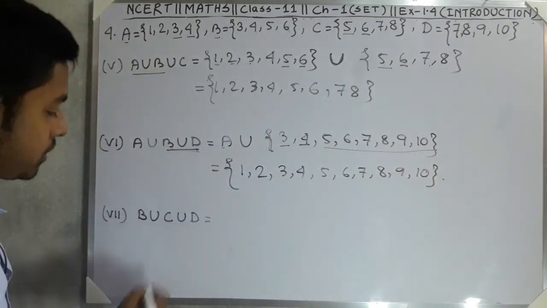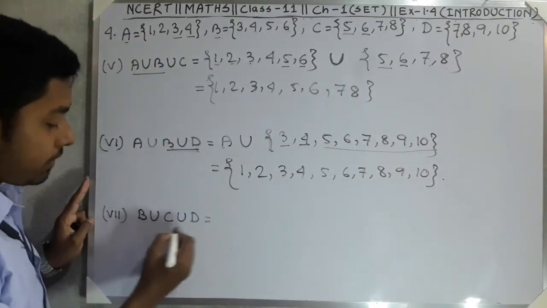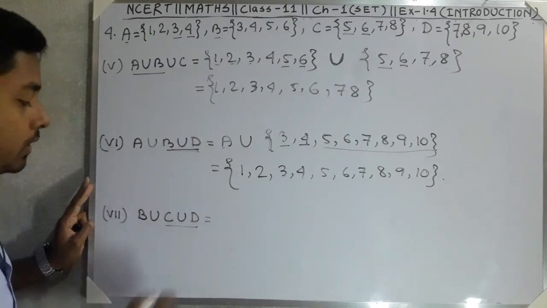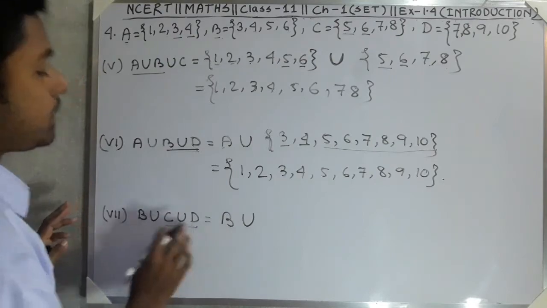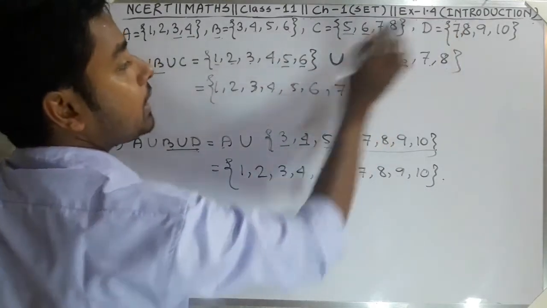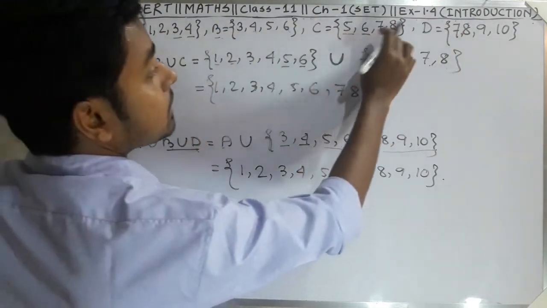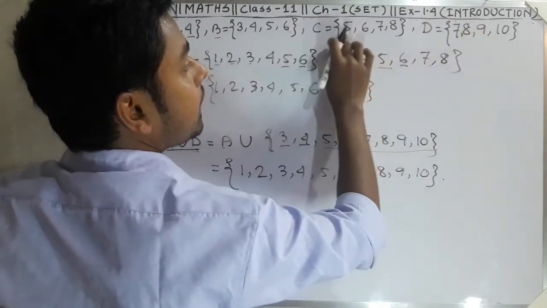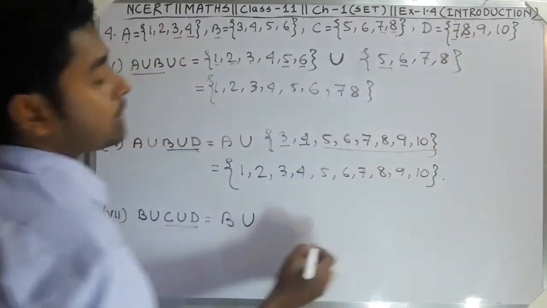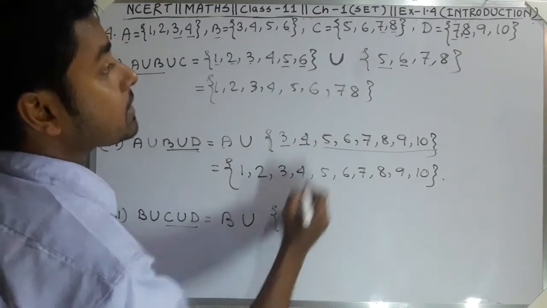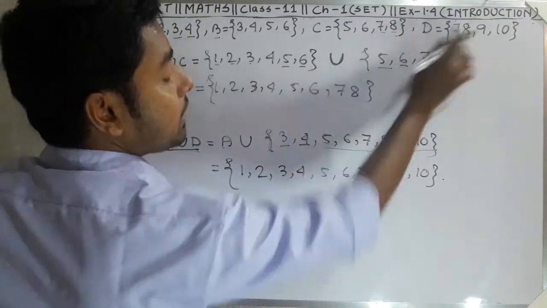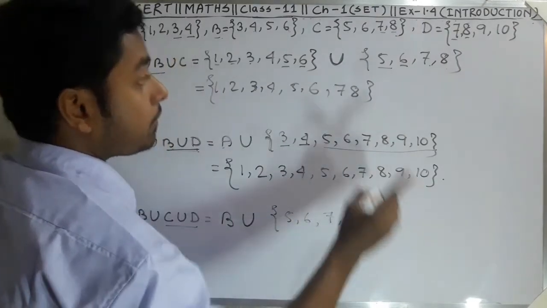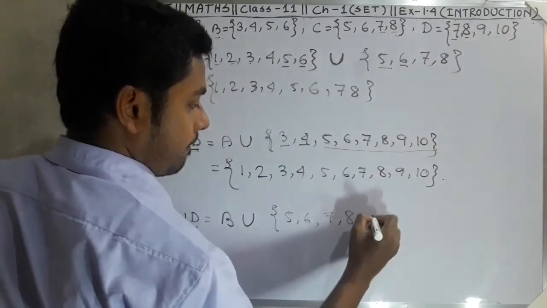Okay, same to same question number 7 also. Suppose we are taking this one. So B union, now we are finding C union D. C union D, that means 5, 6, 7, 8 and 7, 8, 9, 10. So 7, 8 are the common elements. So what is the set? 5, 6, then 7, 8 one time, then 9, 10.